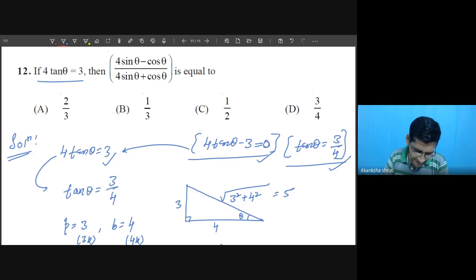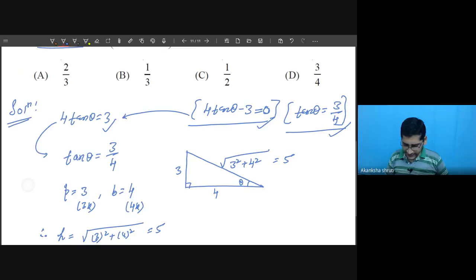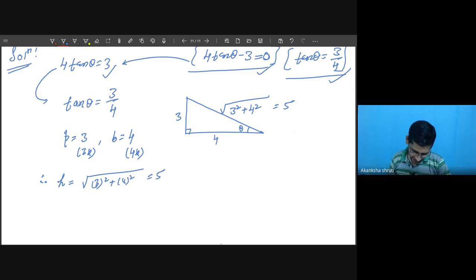Student, observe carefully. We are in need of sine of theta and cos of theta. These two terms we are in need of. So we will calculate sine of theta and cos of theta first. Therefore, sine of theta is given by P by H. The P that we have obtained by drawing this triangle or from the given ratio is 3, but the H that we have calculated by applying the Pythagoras theorem is now 5. And cos of theta is B by H.